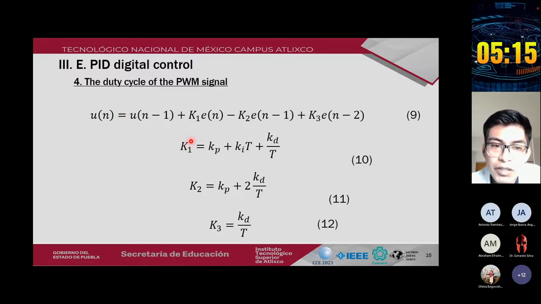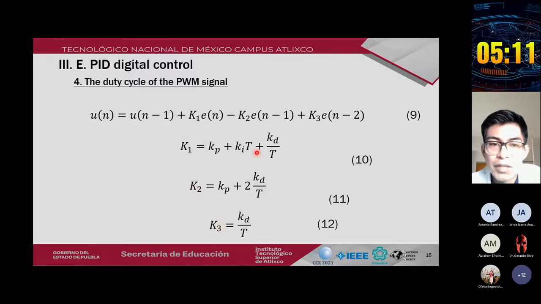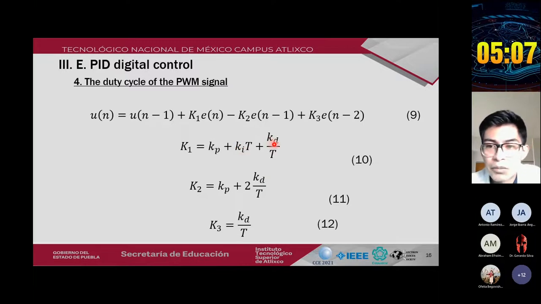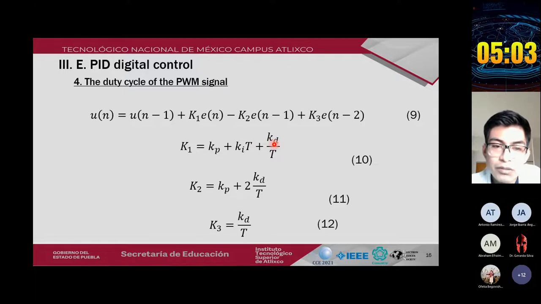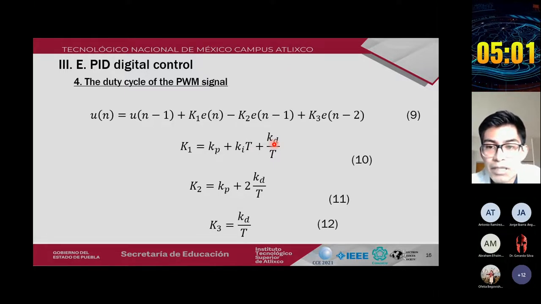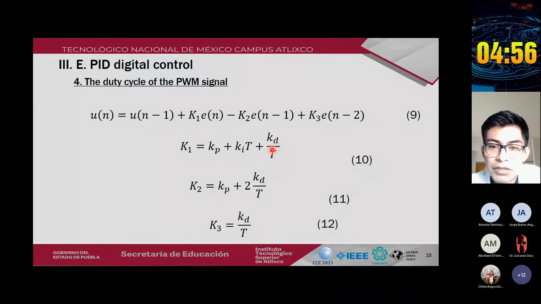The constants K sub 1, K sub 2, and K sub 3 are calculated from the K sub P, K sub I, and K sub D gains, which were calculated using the Ziegler-Nichols tuning, and the sampling period T. The control action obtained from equation 9 is used to calculate the duty cycle of a PWM signal that will control the motor's motion.